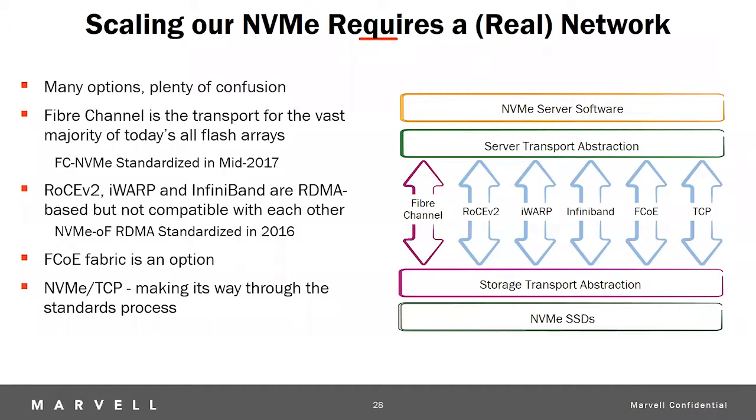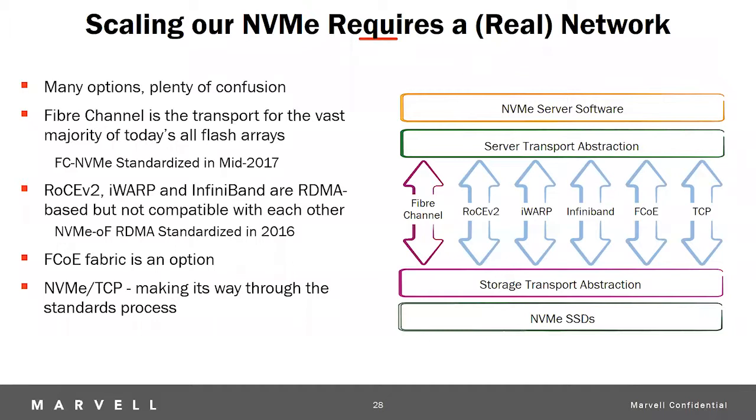Besides FC, Marvell is also investing in other transports. So we do have capability to support RoCE v1, v2, as well as iWARP. Marvell does not have InfiniBand support, so I'm not going to focus on that. And we have listed FCoE also here for completeness' sake, but we can transport FCoE natively, something similar to FCoE with FC-NVMe over Ethernet.